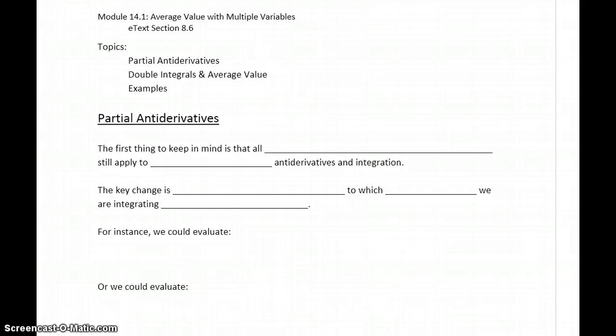First thing to keep in mind when we talk about these partial antiderivatives is that all previous rules and theorems still apply. So that means integration by substitution, integration by parts. We very likely won't see problems as complicated as those integration by parts problems with multiple variables, but the same ideas apply here. All of those still apply when we're dealing with these multivariable functions.